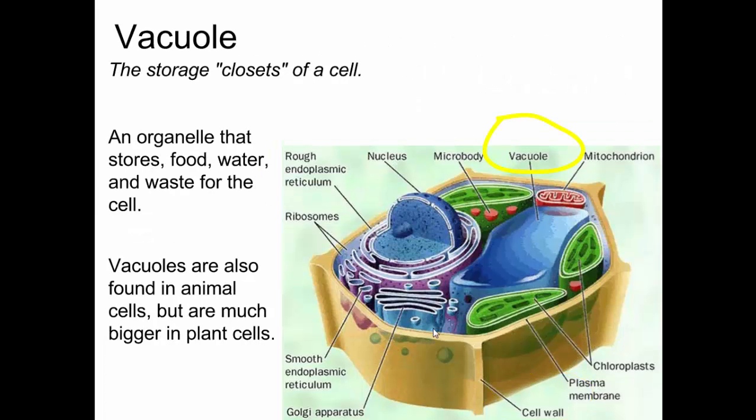We also have vacuoles in cells. It's like a storage closet of a cell. Vacuoles, their job, they store food, water, and waste for the cell. So this right here is a vacuole in a plant cell. We also have them in animal cells, but they're much smaller in an animal cell than they are in a plant cell. So that's the difference. They both have them, but in a plant cell the vacuole is much larger.